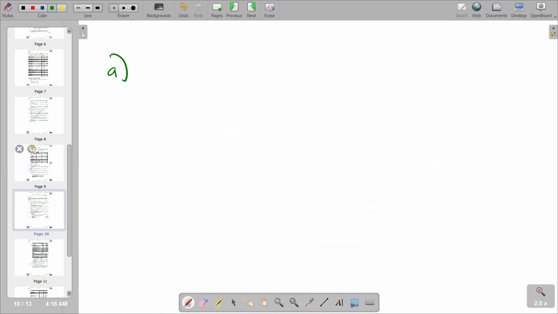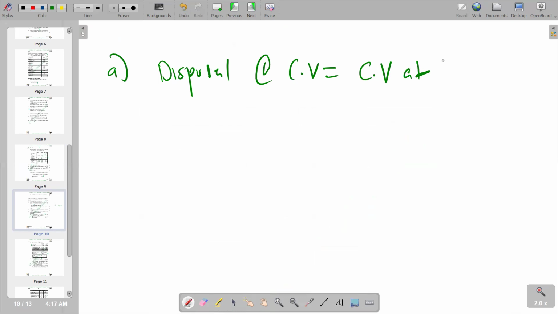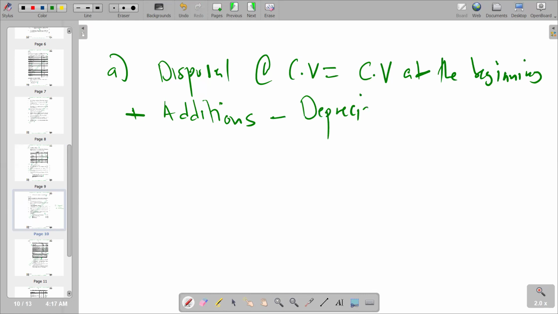So A, we see that it's disposal at carrying value. The formula that we are going to use is: carrying value in the beginning, add additions if they are there in the question, and then we are supposed to calculate depreciation for the year, and that's how we find disposal at carrying value.